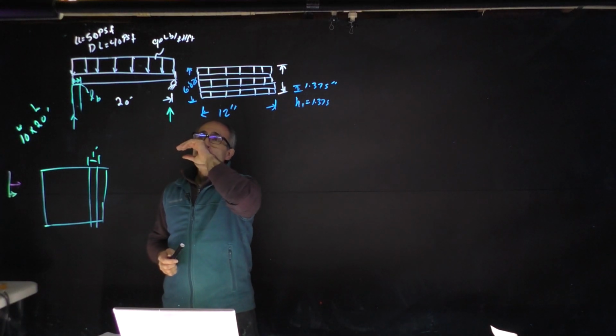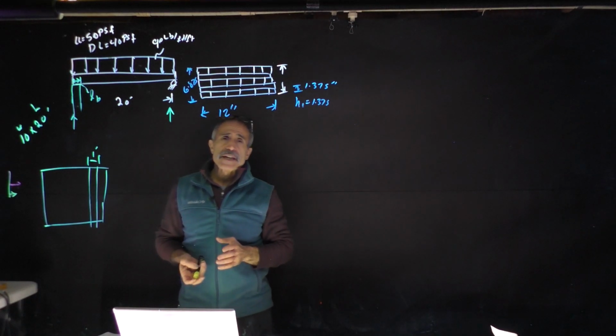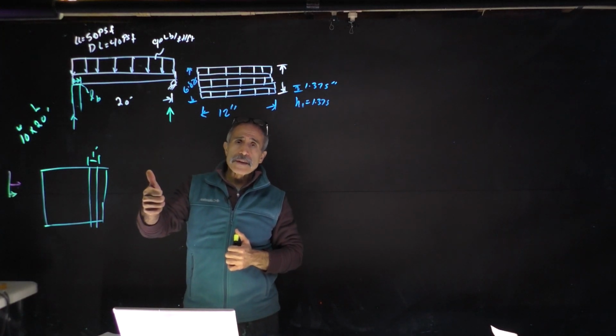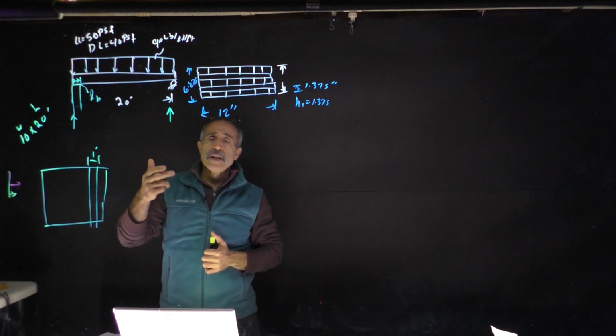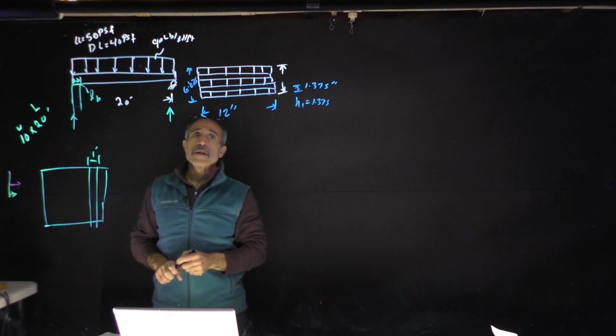This design is very similar to beam design. We're going to check for bending, then check for shear, then check for deflection, and then check for bearing. Then we're going to do the wall. So let's go ahead and do this floor panel.